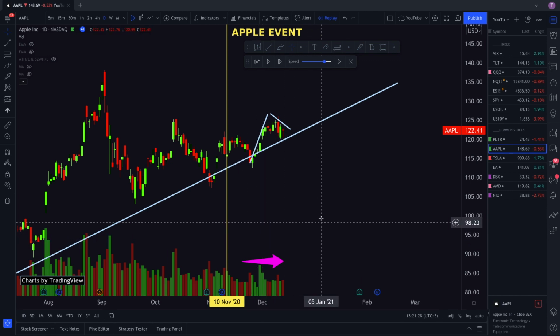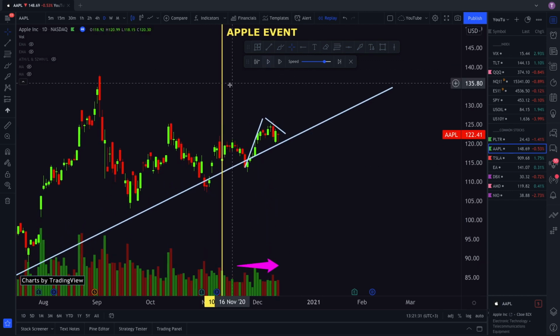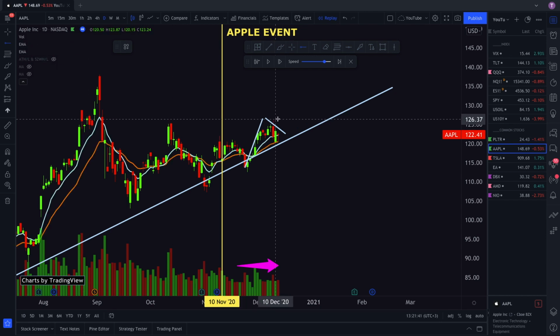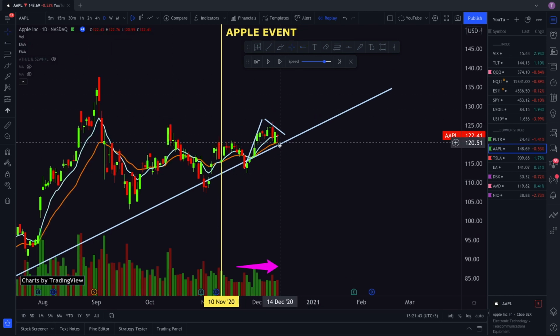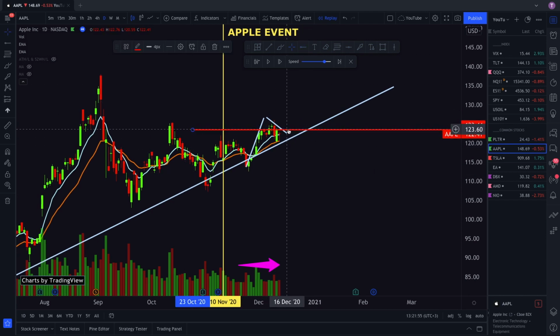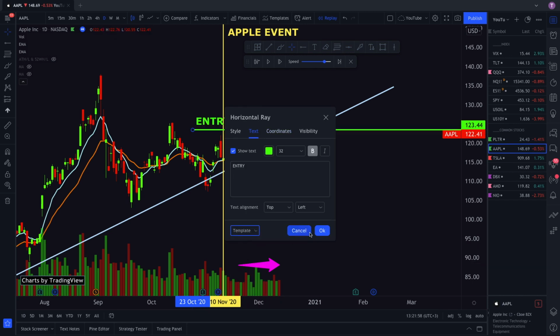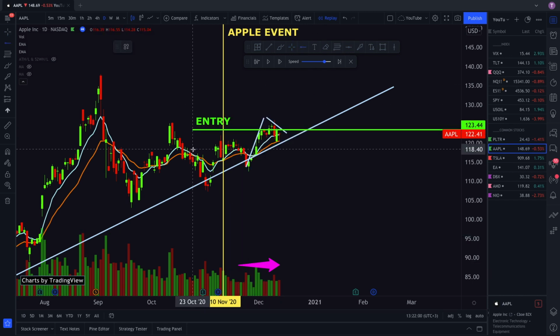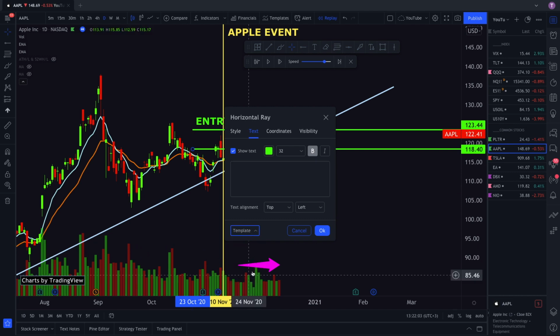This is why we always use stop loss orders for managing our risks. Now let me check EMA 9 and 20 support. It looks like it nicely taps and bounces from the EMA 20 line. Now let's place our entry and stop loss orders. And let's see what happens.